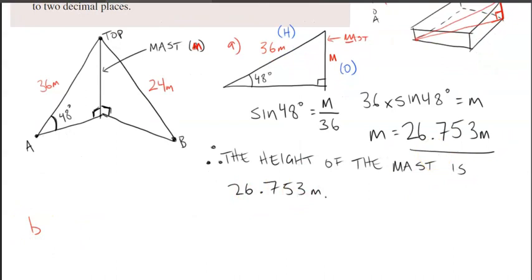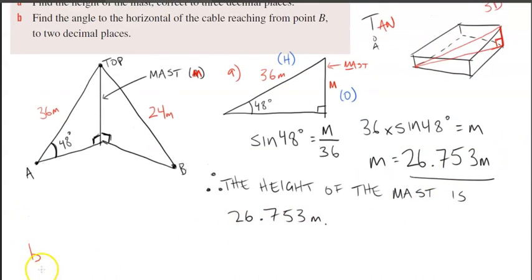Question B. This question is now asking to find the angle to the horizontal of the cable reaching from point B to 2 decimal places. Find the angle. So there's only 2 angles that are in relation to point B. We already know that this is 90. So it's either this one or this one. They say find the angle to the horizontal. We know the horizontal just means the ground or the flat section of the cable reaching from point B. We are looking for this angle here.